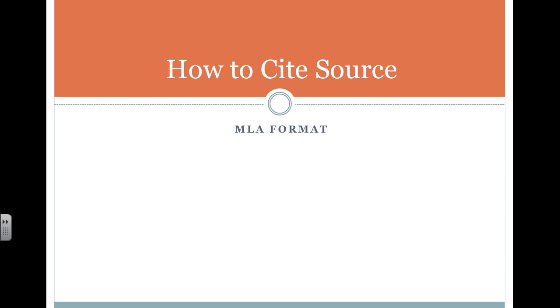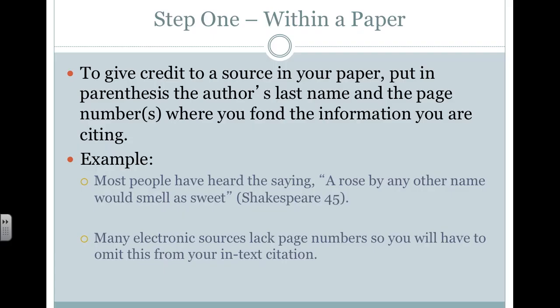So, how to cite sources using MLA format? Well, the first step is within your paper, which would be your in-text citations. To give credit to a source in your paper, you need to put in parentheses the author's last name and the page number or numbers where you found the information.